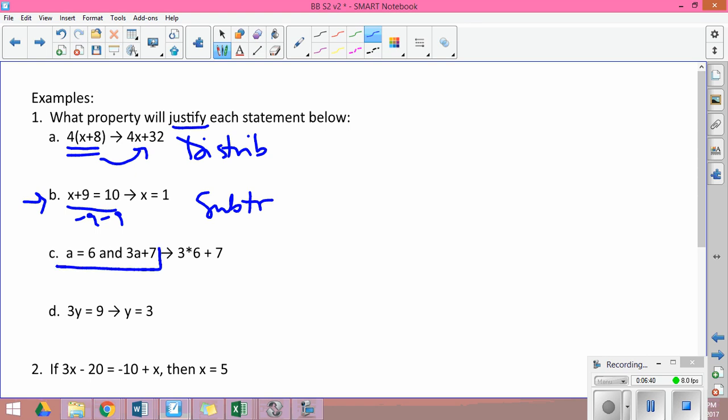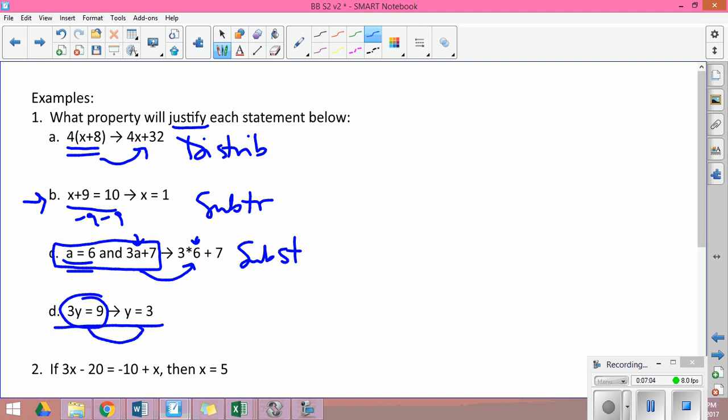If I look at these two statements and say, well, how did those two statements become this one? What changed? I see that a equals 6 and 3 times a plus 7. Well, what happened? That a got replaced by a 6, and that is substitution. What changed? What math rule lets me change 3y equals 9 into y equals 3? If I were solving that, I would divide both sides by 3, and so my rule that lets me do that is division.